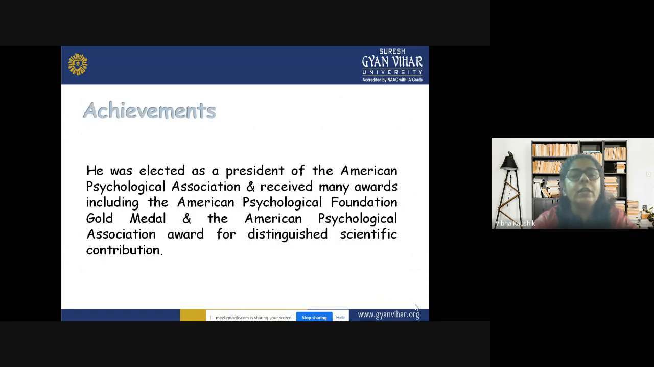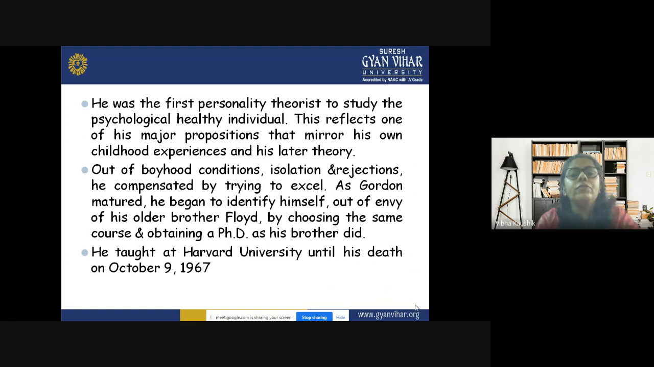Now, achievement. He was elected as the president of the American Psychological Association and received many awards, including the American Psychological Foundation Gold Medal and the American Psychological Association Award for Distinguished Scientific Contribution. He was the first personality theorist to study the psychologically healthy individual.